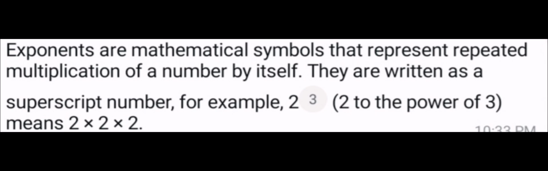Exponents are mathematical symbols that represent repeated multiplication of a number by itself. They are written as a superscript number, for example 2 to the power 3, which automatically means 2 multiplied by 2 multiplied by 2. Now exponents have laws which we operate with.